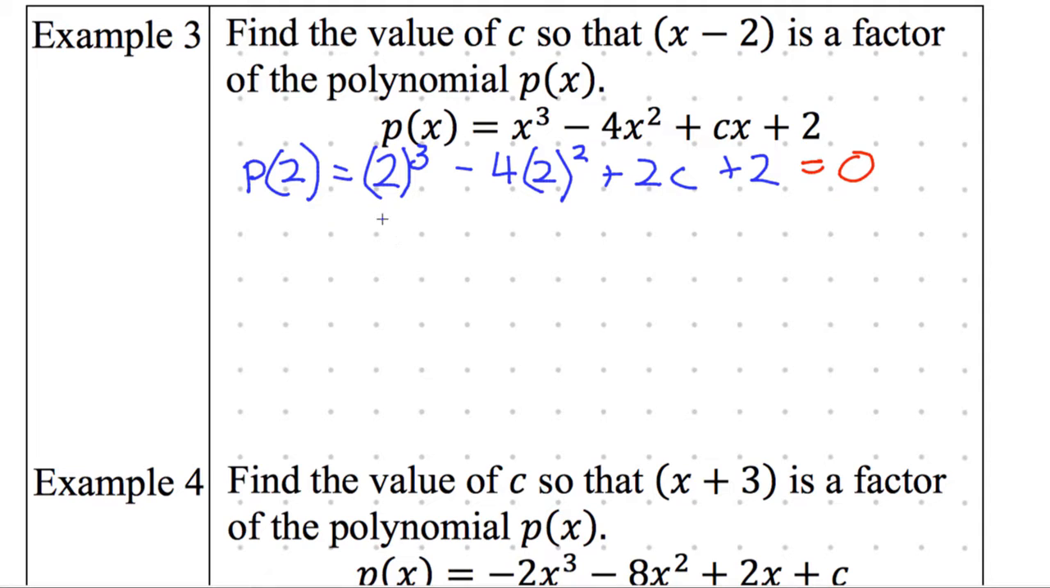Now I'm going on to the next line. 2 cubed is 8. 4 times 4 is 16 plus 2c plus 2 is equal to 0. Simplifying this, 8 minus 16 is a negative 8. Negative 8 plus 2 is a negative 6. Negative 6 plus 2c is equal to 0.